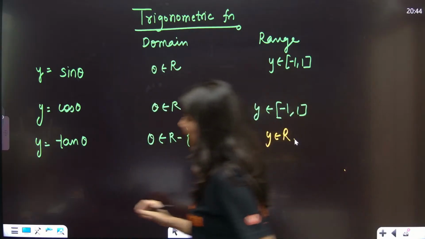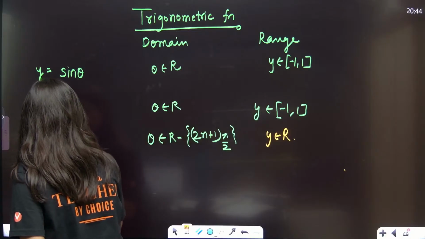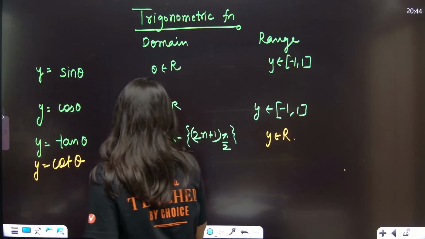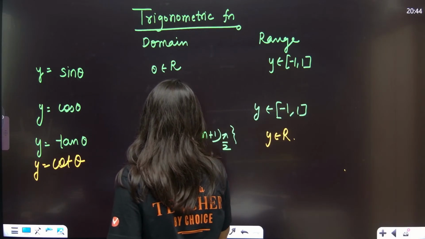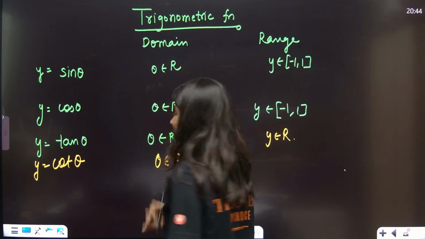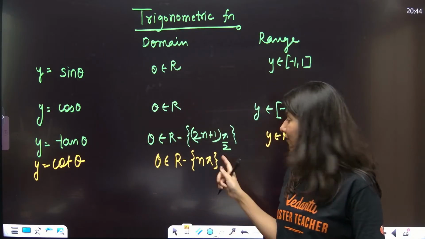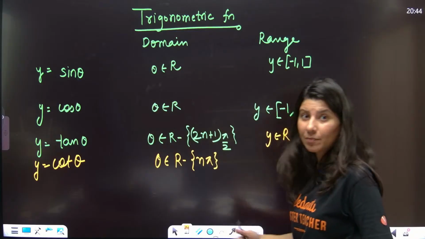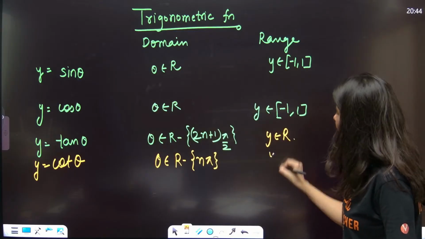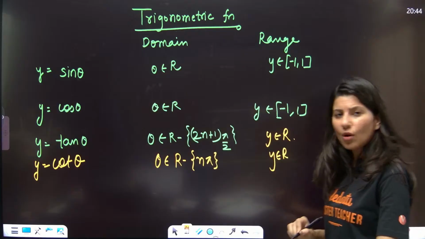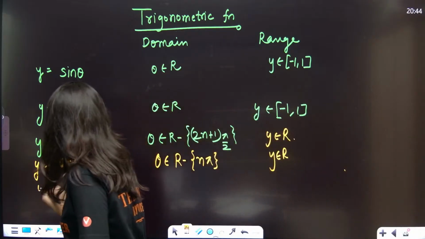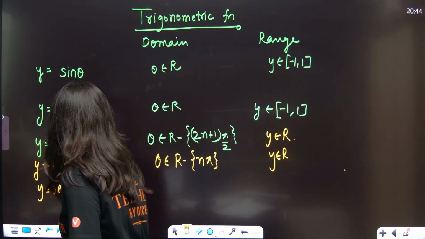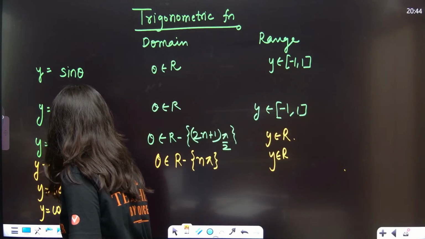Okay, then y equals cot theta. Theta belongs to R minus n pi, because cot theta is not defined at n pi: 1 pi, 2 pi, 3 pi. And range of cot theta is all real values. Perfect. Now y equals sec theta and y equals cosec theta.